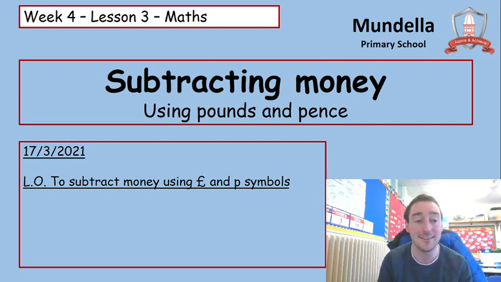And there is our date, it's the 17th of March, and our LO is to subtract money using the pound and pennies symbols. So just take a moment to pause the video, write down the date and the LO in your book, underline them, and then continue when you're ready.